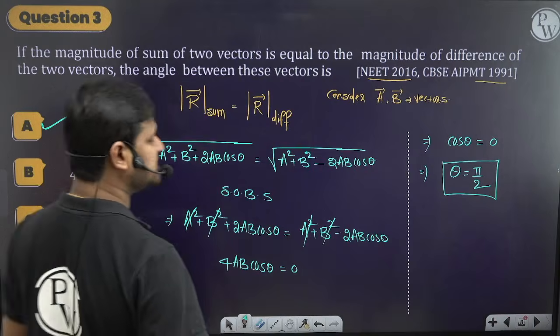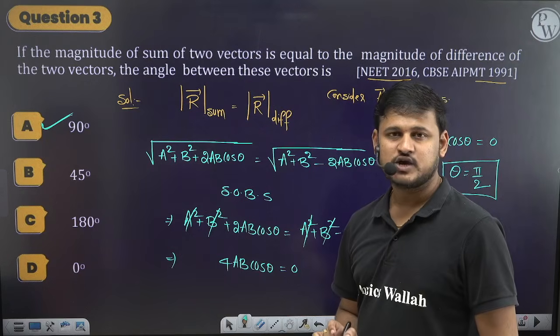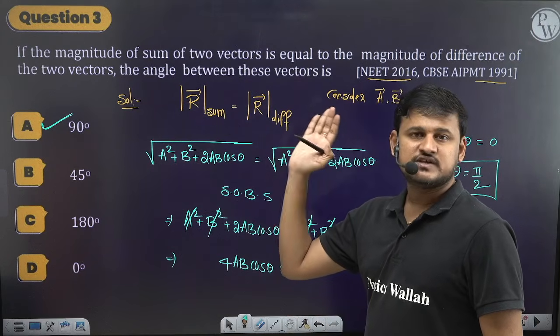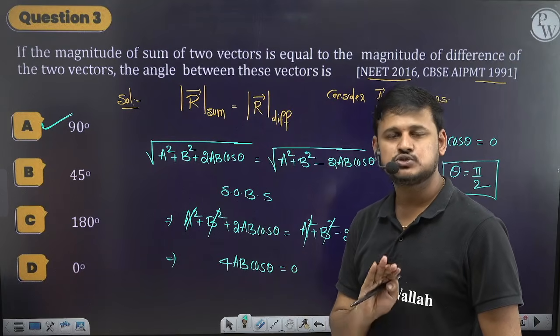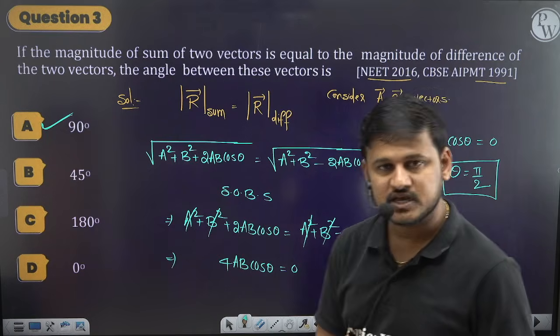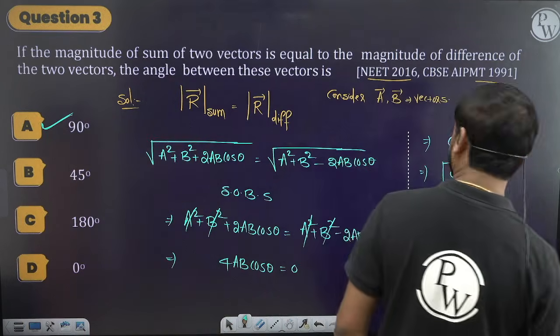So remember this as a standard result, guys. When the magnitude of the sum of two vectors is equal to the magnitude of the difference of those two vectors, then the angle between those two vectors must be equal to 90 degrees. Okay. Chal. So let's move further.